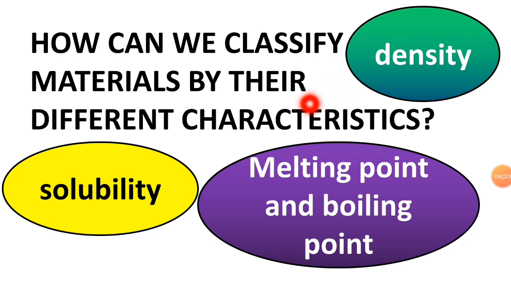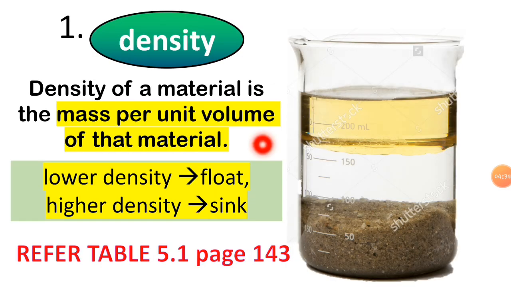How can we classify materials by their different characteristics? Okay, we can classify the materials by density, melting point and boiling point, and also solubility. First, what is density? Density of a matter is the mass per unit volume of that material. This is the definition of density.